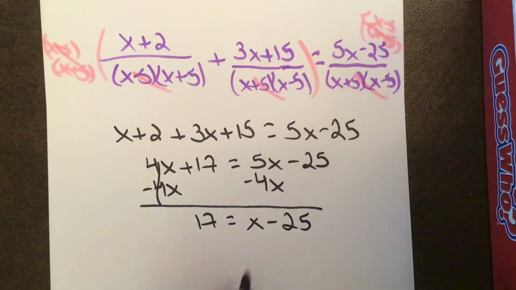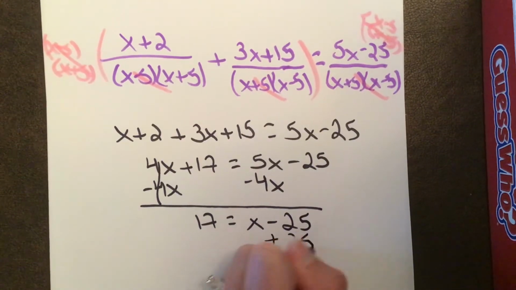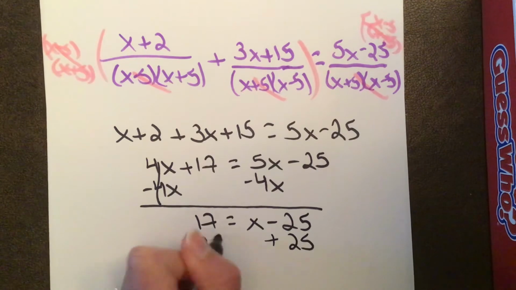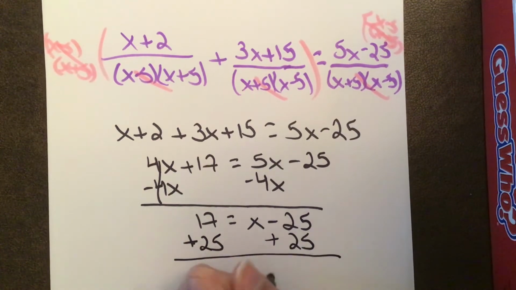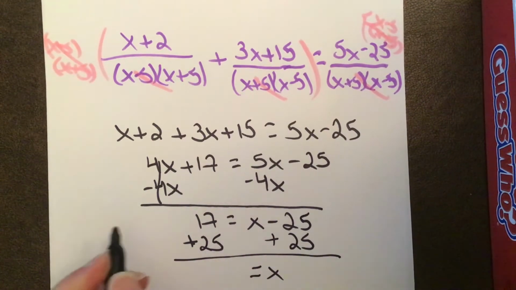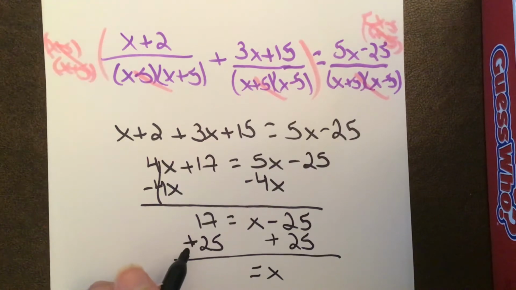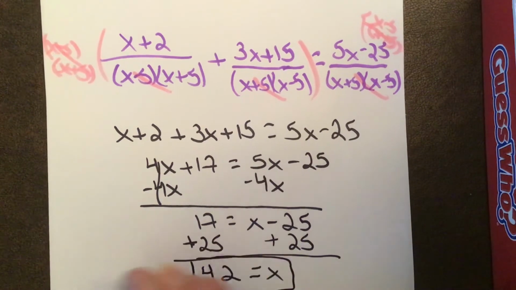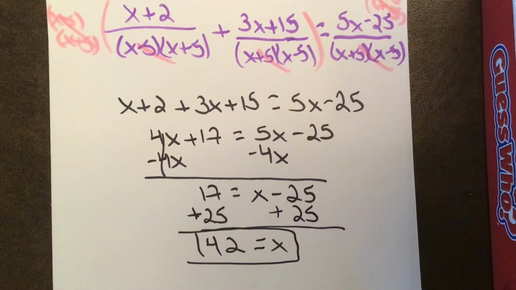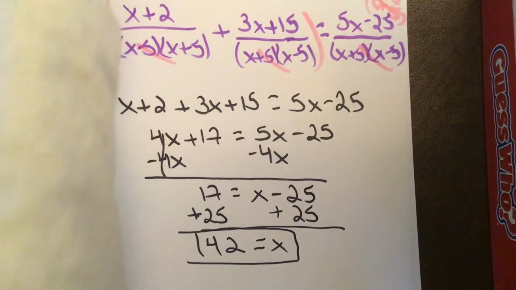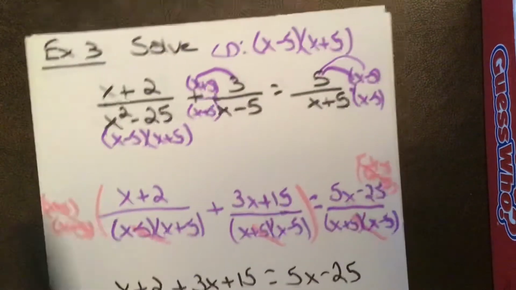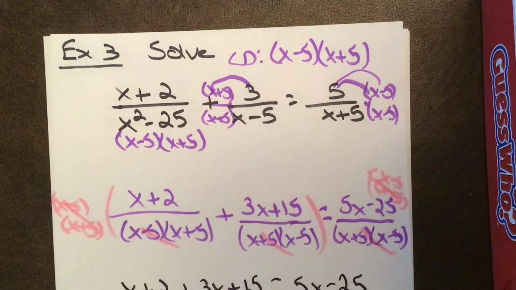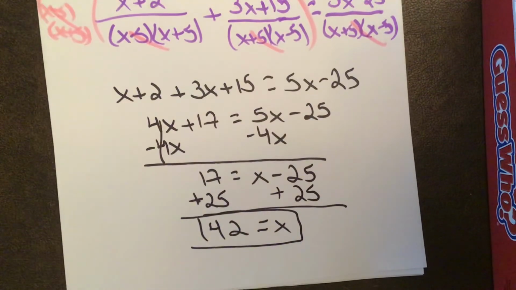And then I'm just going to bring that 25 over. So it's being subtracted, so I'm going to add it. So then 17 plus 25 is 42. So I get x = 42. And again, what you want to check for is, if you go back to the original problem and plug in 42, would it make any of my denominators 0? It would not. So I am good to go.